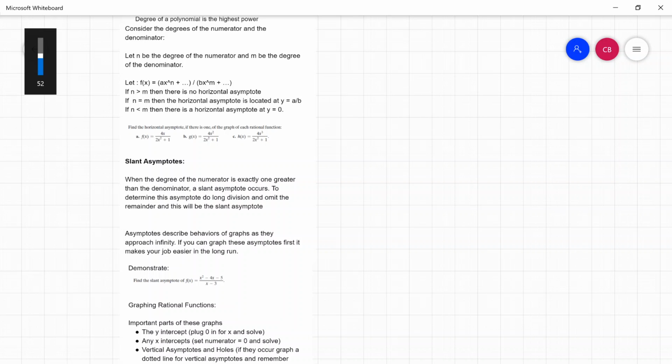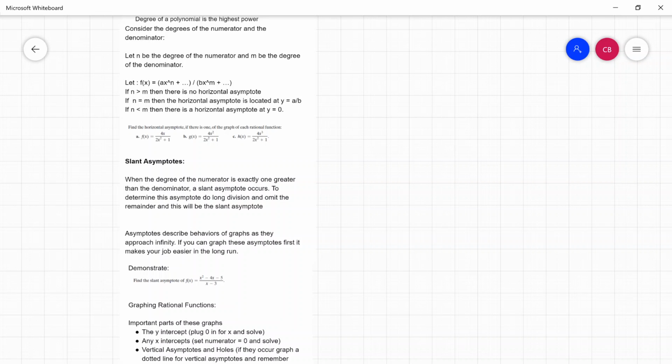Hi guys, so I just wanted to point something out to you: the slant asymptote is found by doing long division, and everything except for the remainder is your slant asymptote. So you should get a line when the degree of the numerator is one larger than the denominator. You should get a line, and that is your slant asymptote. Just forget the remainder that appears, if there is one.